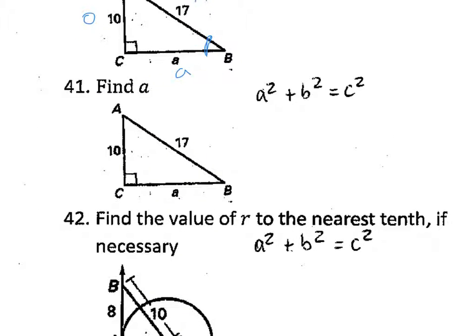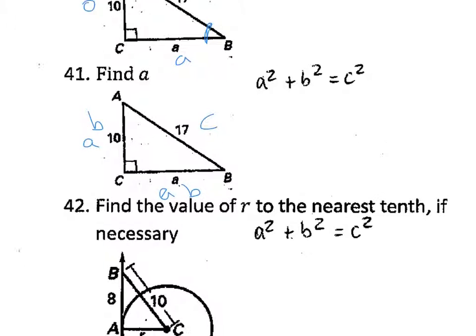Finding A, we just want to use the Pythagorean theorem on this one. Okay, here's your Pythagorean theorem. Make sure you label your sides. C is always opposite the hypotenuse, or opposite the 90. A and B don't really matter at all. You could flop them around. He could be A and he could be B. I don't care. You should get the same thing.